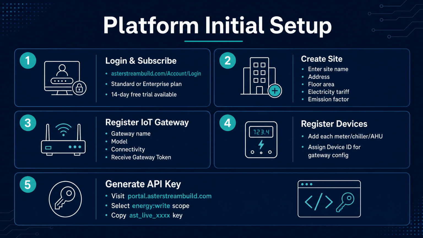Under the Devices menu, add each piece of equipment, specifying its type, brand, communication protocol, and rated power. The system will assign a unique device ID, which must be provided to the site engineer for input into the gateway configuration. This ensures that the incoming data is correctly mapped to the virtual representation of your equipment in the cloud.